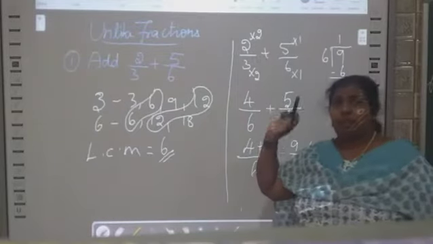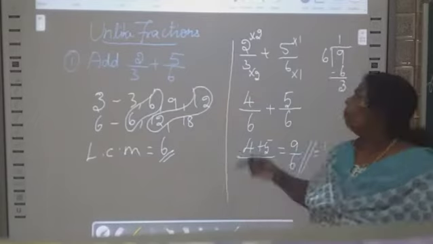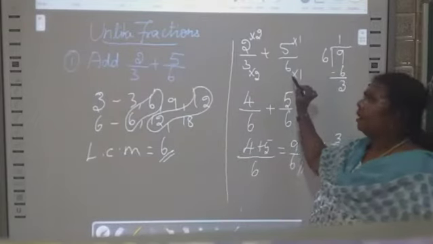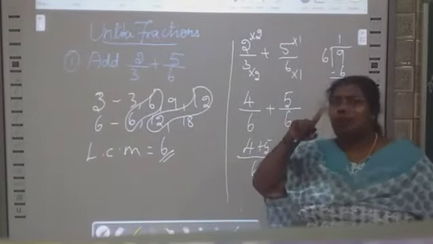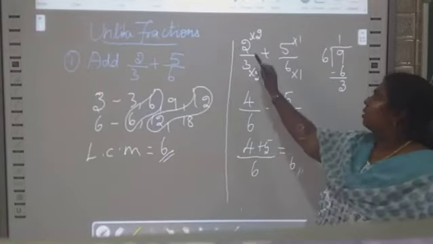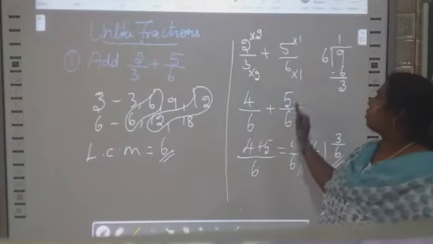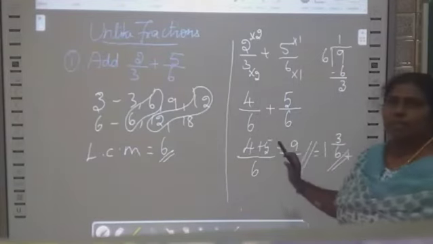Multiply by denominator 2, which means the numerator also we want to multiply by 2, isn't it? Then here already 6 is there. So how many times? Only one time. Numerator also multiply by 1. So 2 times 2 is 4. Here 3 times 2 is 6. 5 times 1 is 5. 6 times 1 is 6.